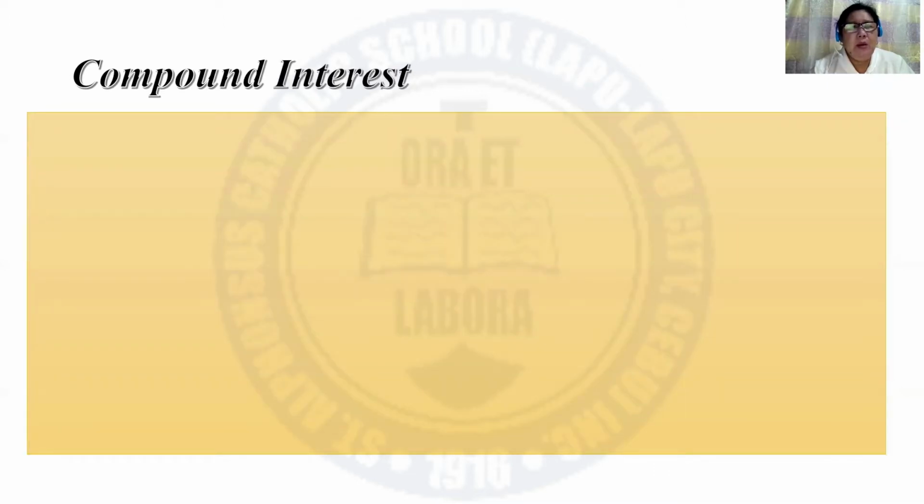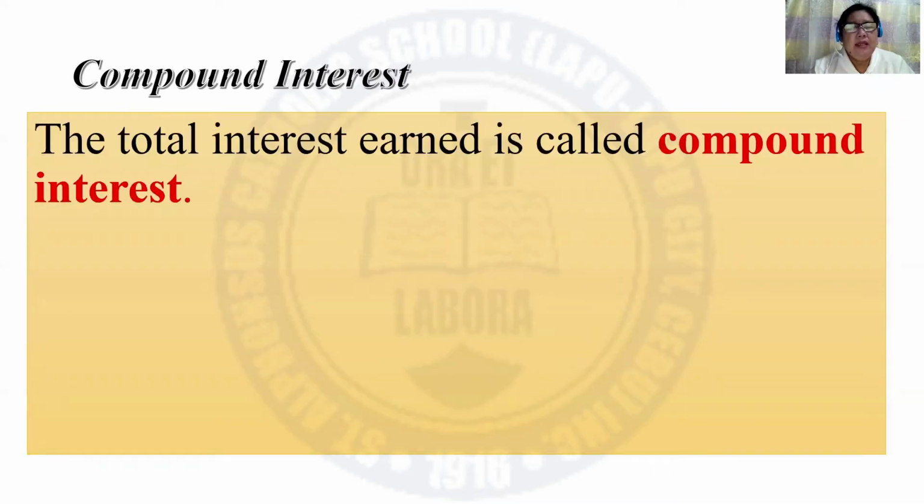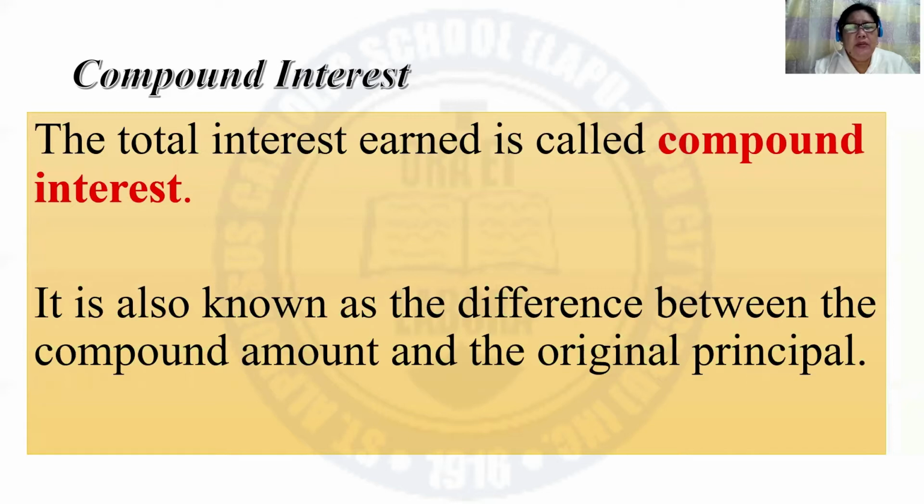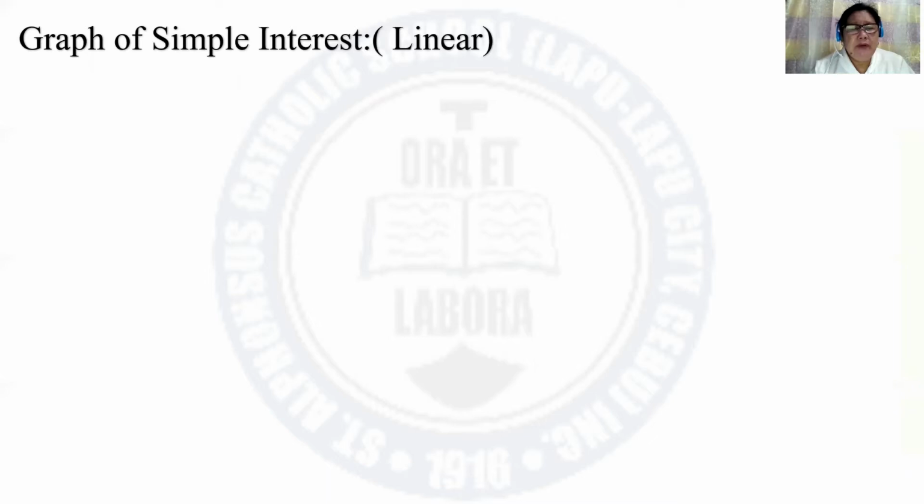What about the compound interest? The total interest earned is called compound interest, and it is known as the difference between the compound amount and the original principal. Let us have first the graph of simple interest.